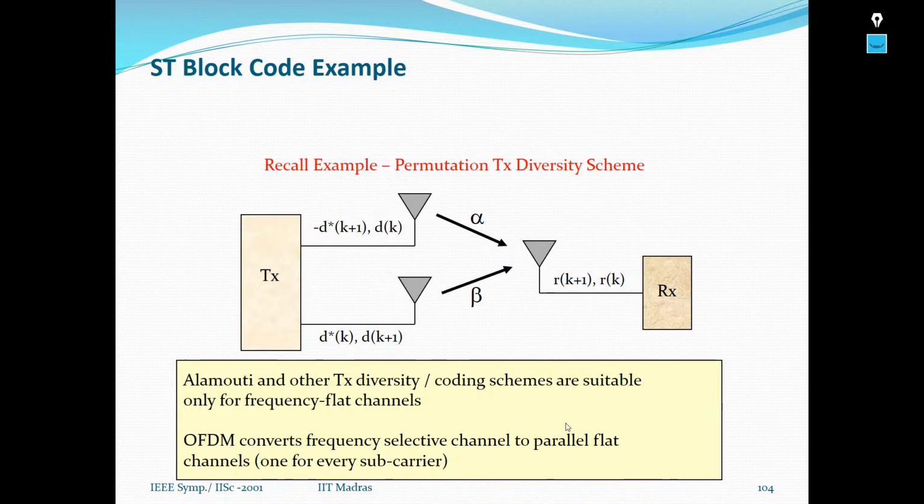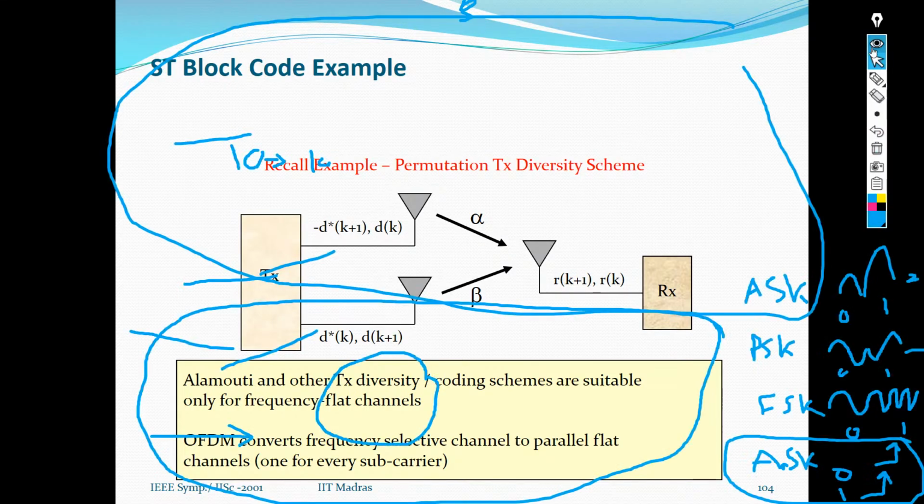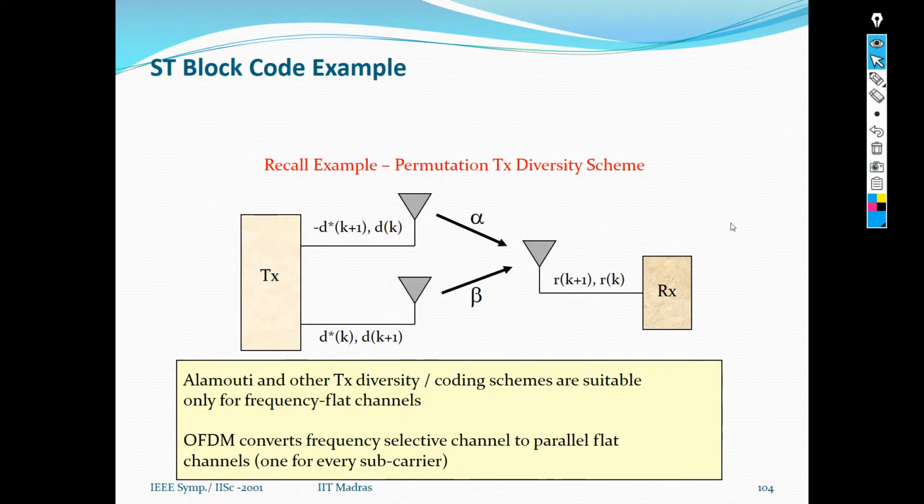Alamouti coding, transmit diversity, all these techniques, they like seeing a flat fading channel. A flat fading channel is not always possible because it depends on your data rate and your environment. But the beautiful thing that OFDM enables us to do is convert any frequency selective, any dispersive channel like this, into a flat fading channel over each subcarrier.